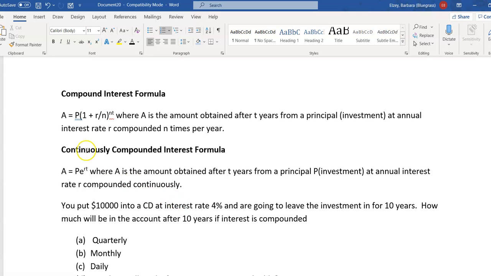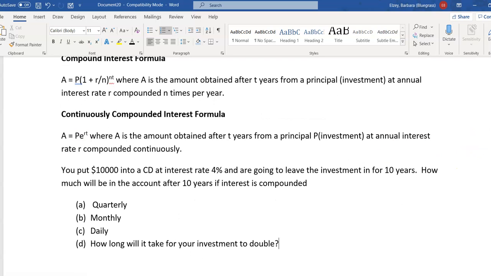So let's actually look at using these two formulas. Now, when we see regular compounding, semi-annually, annually, quarterly, monthly, daily, those are all the compound interest formula, and we will plug into that formula. But when we see the word continuously used, we will plug into the second formula. So let's take a look here.